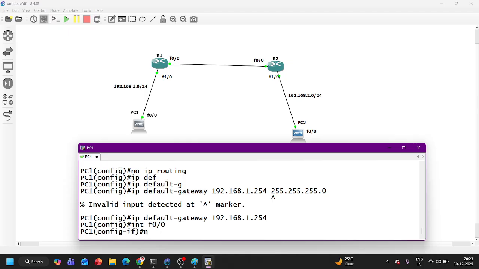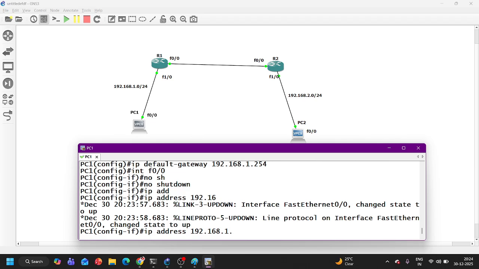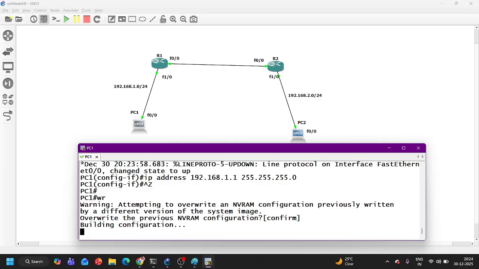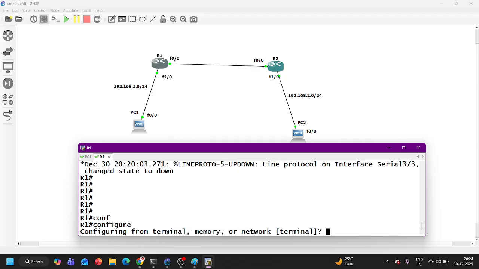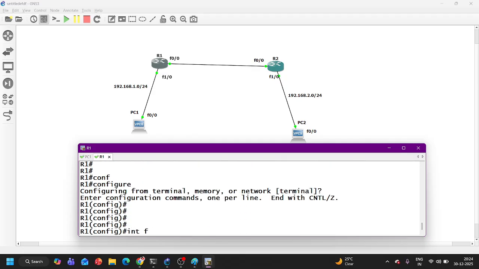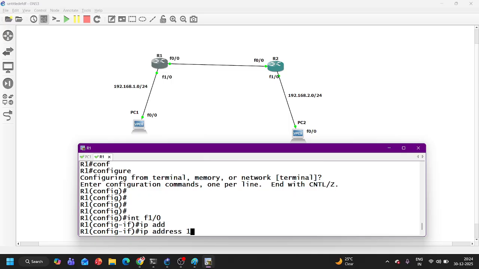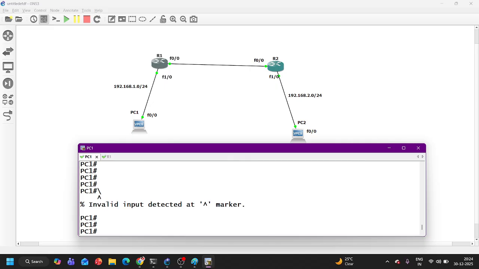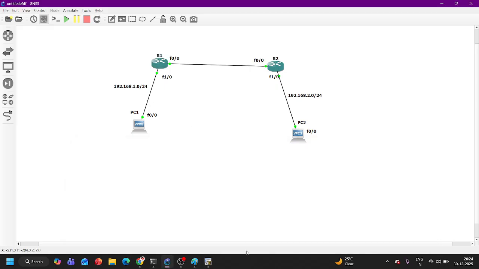Interface F0/0, no shut, and IP address 192.168.1.1 255.255.255.0. Nothing else. Write the configuration. On router number 1 also I am going to configure only the IP address. I want to show you a troubleshooting feature, or utility. IP address 192.168.1.254 255.255.255.0. See, from PC1, I want to check connectivity, whether my gateway is reachable or not. Whether the router is reachable or not.